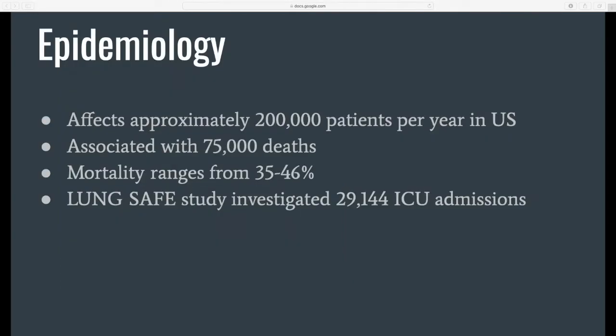For the epidemiology, there are about 200,000 cases per year in the U.S. with 75,000 deaths. The LUNG SAFE trial looked at more than 29,000 ICU patients. There was a 10% prevalence, 40% mortality, with a 23% prevalence in patients that were intubated.